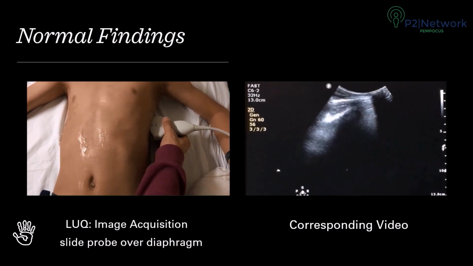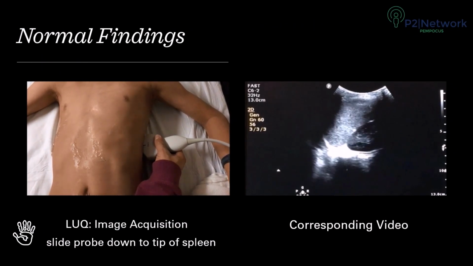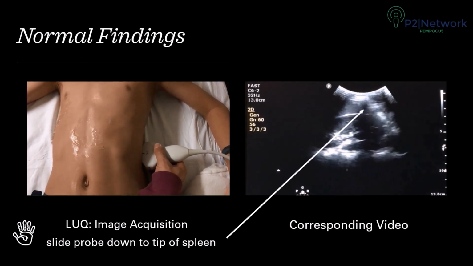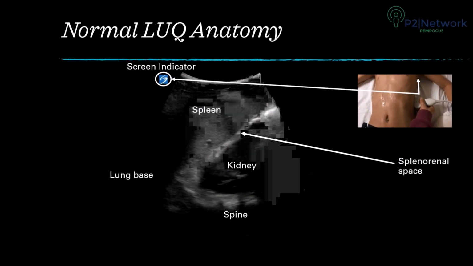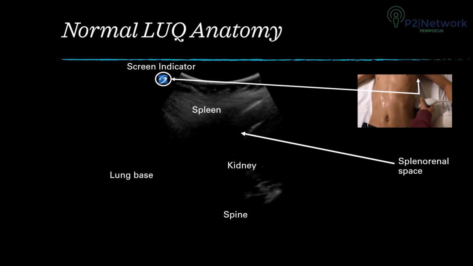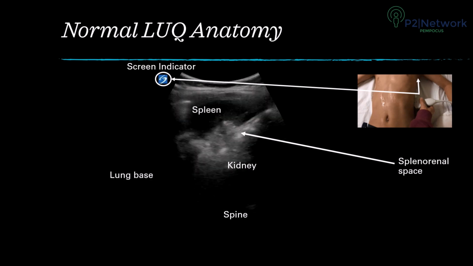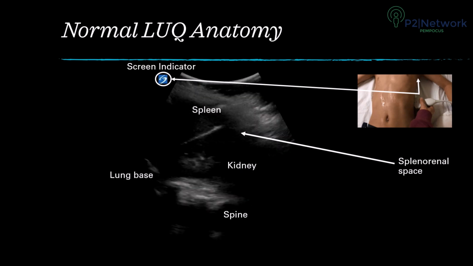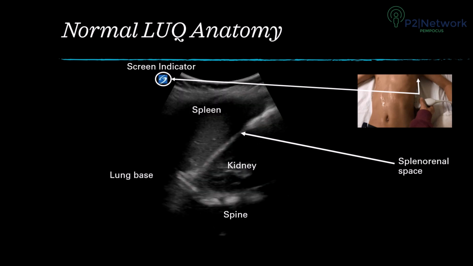Try to look above the diaphragm for a hemothorax and look at the tip of the spleen. Look between the spleen and the diaphragm. Try to view the splenorenal space between the spleen and the kidney, although that is not the most likely place for fluid to go. Fan through the entire structure.